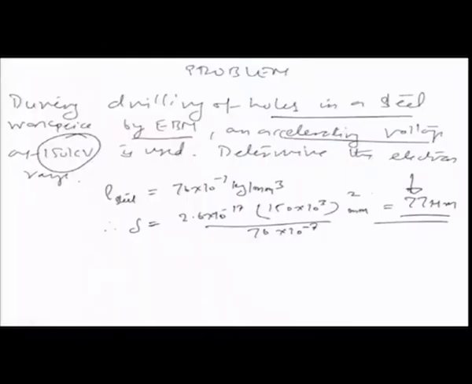Of course, if the accelerating voltage is changed, then this delta value will increase further, and depending on what the accelerating voltage is, it can go up to probably 1000 kV or so. This can go up to about 100 to 150 microns. So that is how much this penetration depth can go up to.